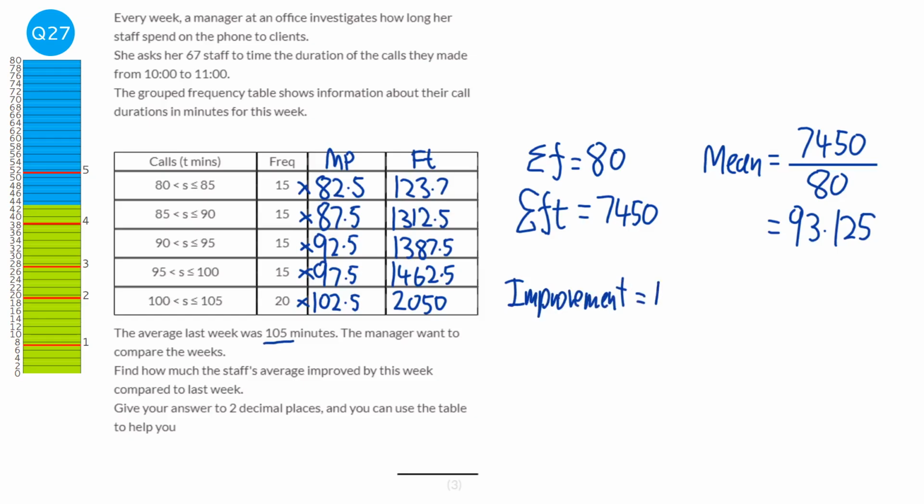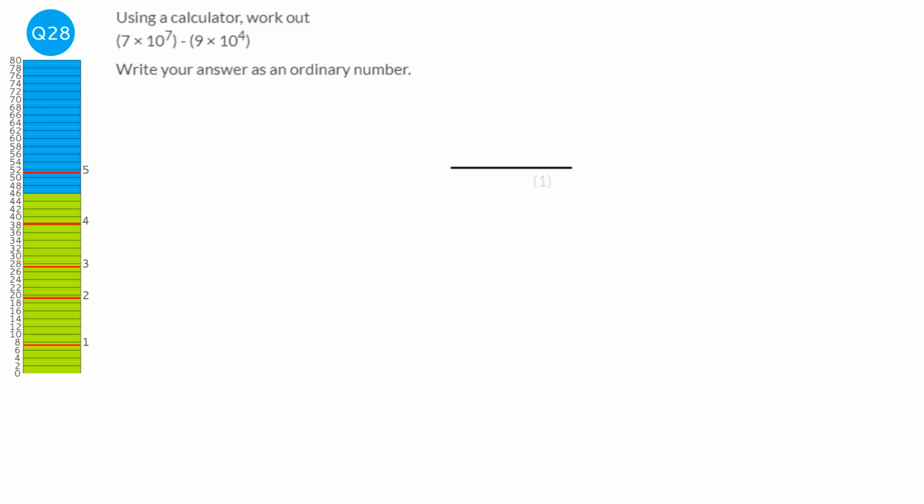And we're going to do 105, take away the 93.125, and that's going to be 11.875. Now it does ask for 2 decimal places, so that will be 11.88.